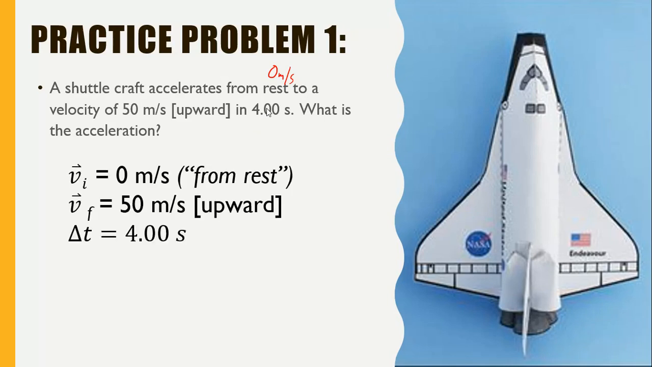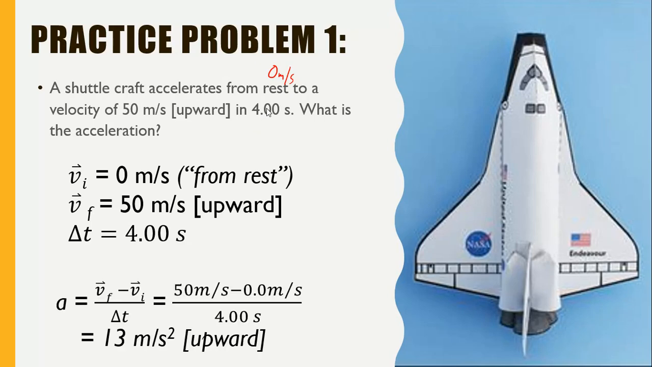What is the acceleration? All right, so I write down my variables, VI, VF, and T. I write down my formula, so A is equal to VF minus VI divided by T, and I just plug in my numbers. Okay, so just trust yourself, write down your variables, and just plug them into the formula. So we end up with an acceleration, or a change in speed, of 13 meters per second every second going upwards.